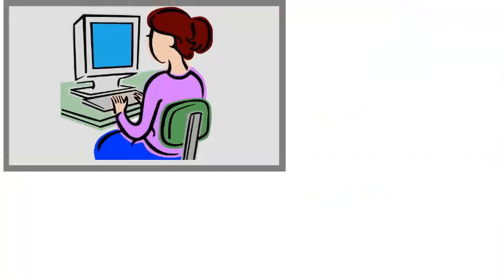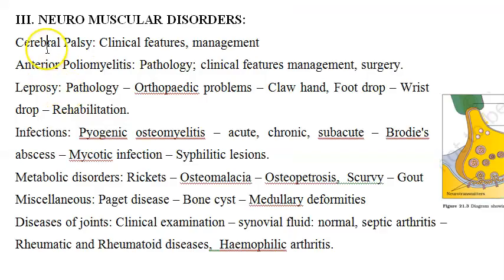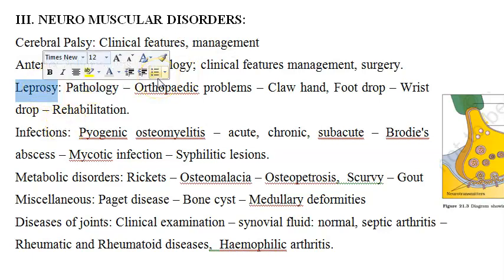Okay. Guys, what are we looking at today? Orthopedics. What are we looking at in that? The syllabus, the course content for MBBS. Now let's continue. Okay. So neuromuscular disorders. So cerebral palsy, anterior poliomyelitis, leprosy, you should know all. We are not going into details of this. Just look at the names.